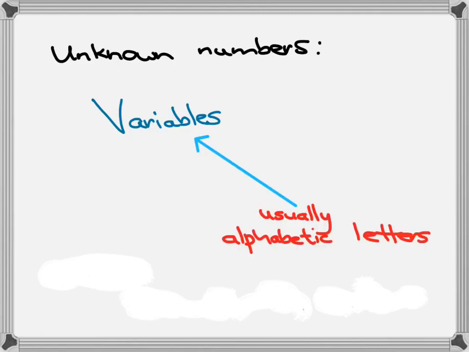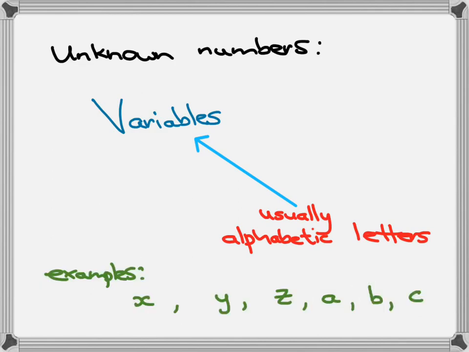Now we also have things that are unknown numbers, and those we call variables. And they're usually alphabetical letters. Here are some examples of them. I'm sure you've seen X, Y, and Z, and A, B, and C, and they can be anything in the alphabet. You can have P, Q, and R. You can have any letter you pick.